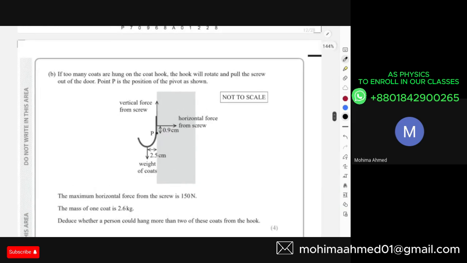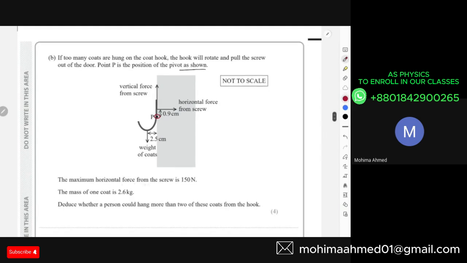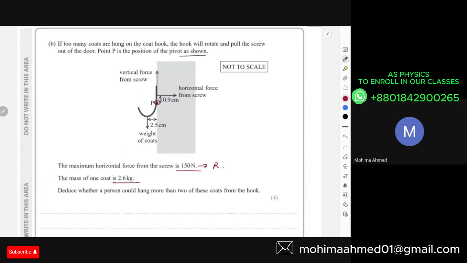Okay, after this, now they are saying if too many coats were hung onto the coat hook, the hook will rotate and pull the screw out of the door. Point P is the position of the pivot as shown. This is the pivot. And the maximum horizontal force from the screw is this. This is the reaction force they're talking about, right? The mass of one coat is this. Deduce whether a person could hang more than 2 of these coats from the hook.